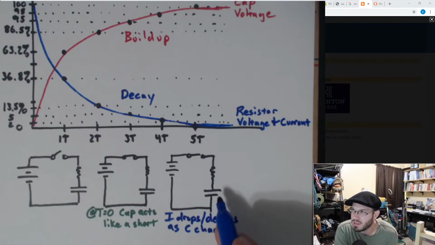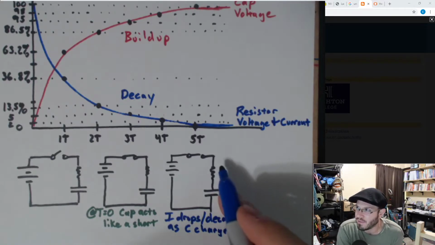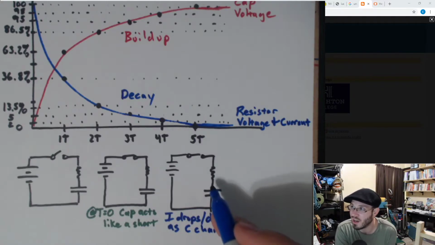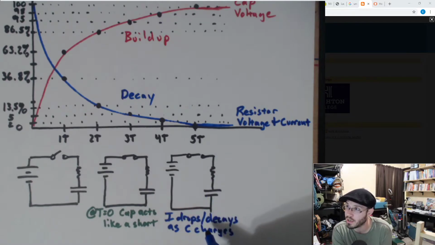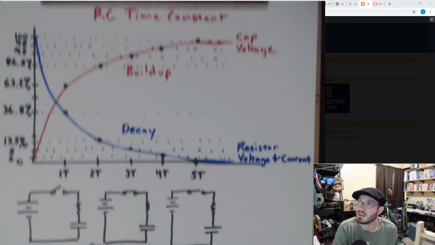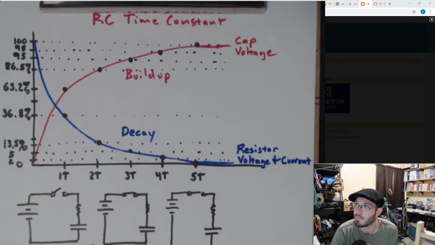As C charges up and develops a voltage, we have to have less voltage going across this resistor. We have to. Kirchhoff's voltage law. Well, if we have less voltage across this resistor, we have less current going through there. So I is going to drop as C charges. And that's exactly what's going on here.